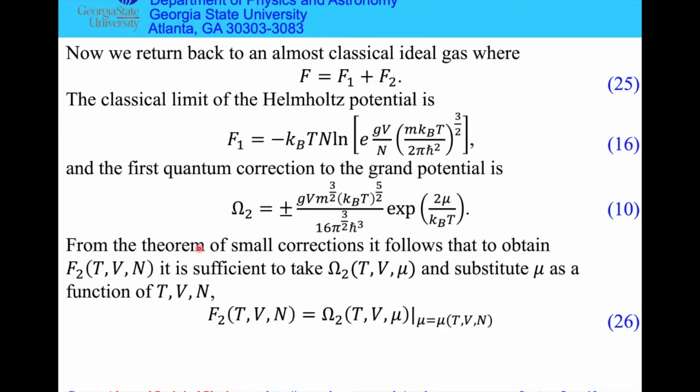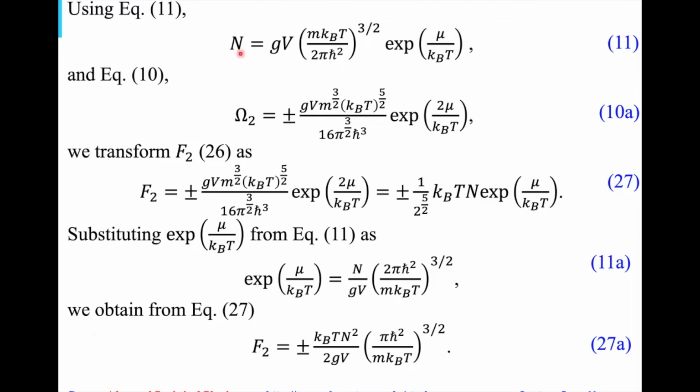From the theorem of small corrections it follows that to obtain F2, it is sufficient to take omega 2 and substitute mu in terms of T, V, and N. That's what it says: F2 of T, V, and N is omega 2 of T, V, and mu when I substitute mu as a function of T, V, and N. This is a simple approach, very general, true for any small change. We'll be using equation 11, which is the expression for n, obtained as the derivative of the grand canonical potential in zero approximation, and equation 10 for omega 2, which is the leading quantum correction to a completely classical ideal gas. We'll transform the equation for F2.